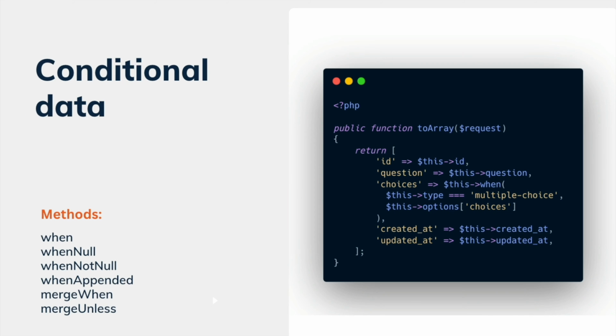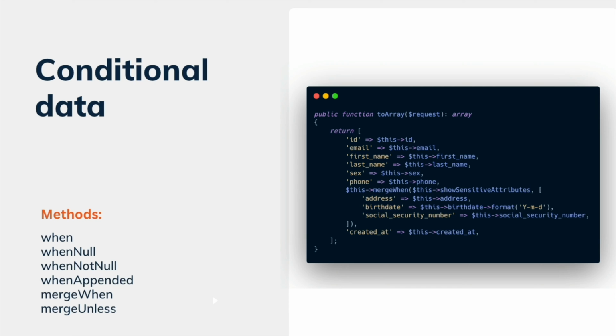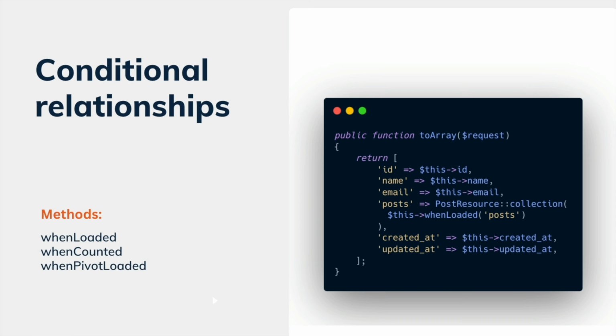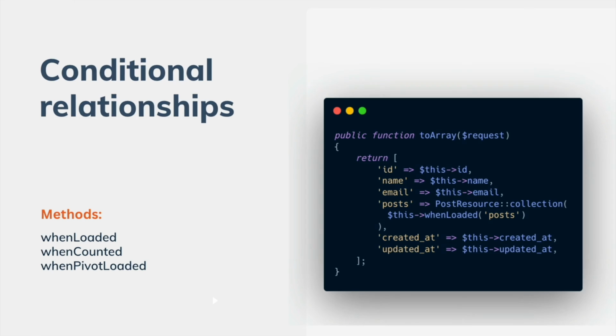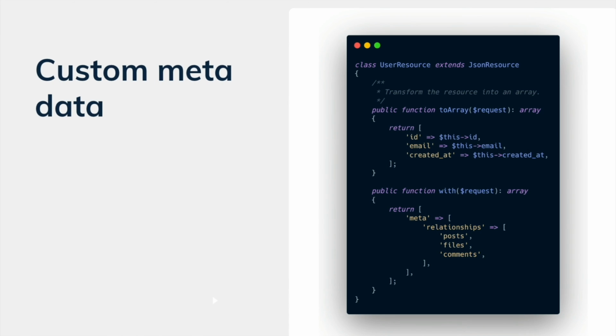Data transformation will not always be straightforward, right? We might need to add conditional data to our resources, and these conditions can be complex based on the requirements. Several helpful methods like whenNull, whenNotNull, whenAppended, mergeWhen, mergeUnless are provided by Laravel to handle different types of conditions. Similarly, we can load conditional relationships as well. There are methods like whenLoaded, whenCounted, whenPivotLoaded, etc. to manage that. These methods also help you to only process the eagerly loaded data to avoid the N plus 1 query problem. You can also set custom response headers or custom metadata in Eloquent API Resources.